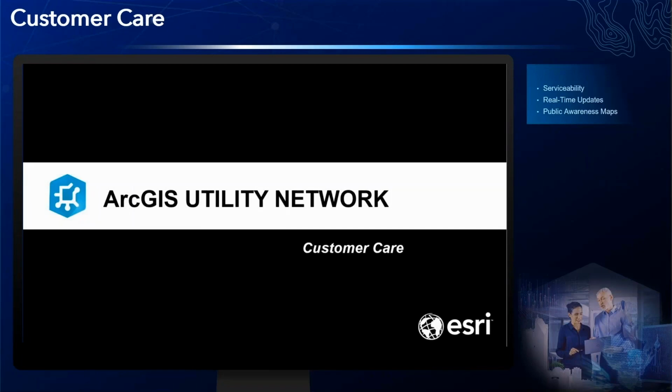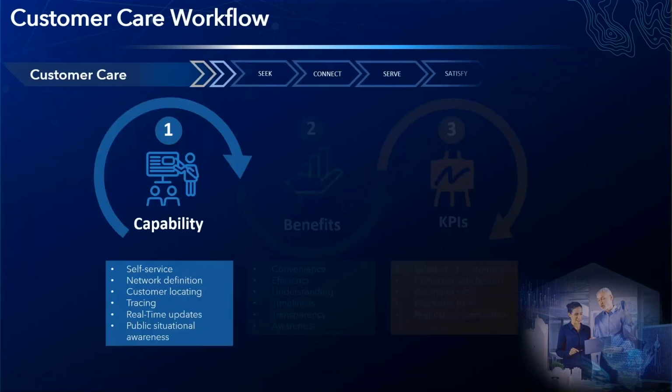Now let's look at capabilities. In the brief time we've had to look at customer care, we've touched on at least 6 capabilities: self-service, network definition, customer locating, tracing, real-time updates, public situational awareness. Customer care can be thought of as the process of a utility or telecommunications company seeking, connecting, serving, and satisfying the needs and expectations of those buying what it delivers. Delivery, of course, is via a network, and satisfying customers in many cases depends upon how well you understand your network, and how and where your customer is connected to it.